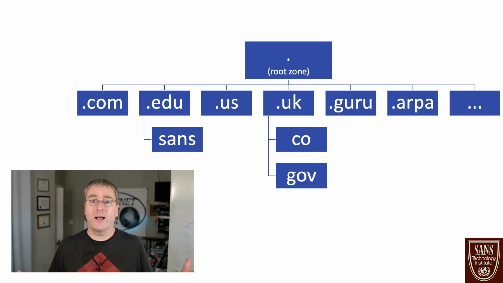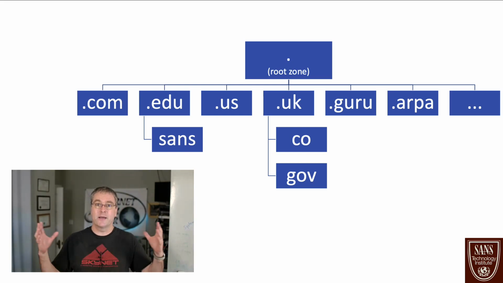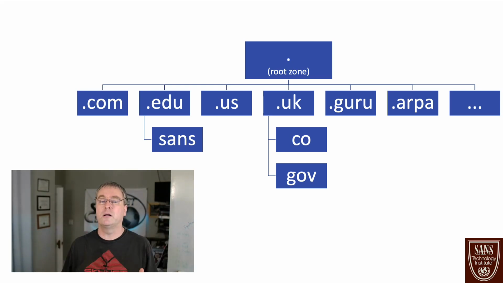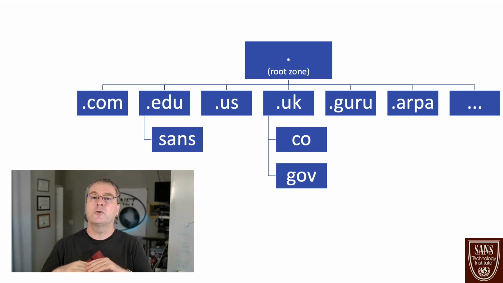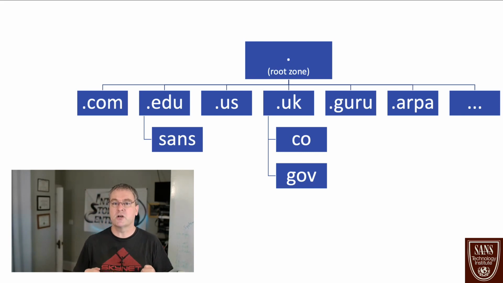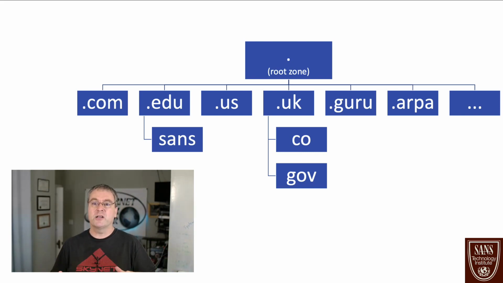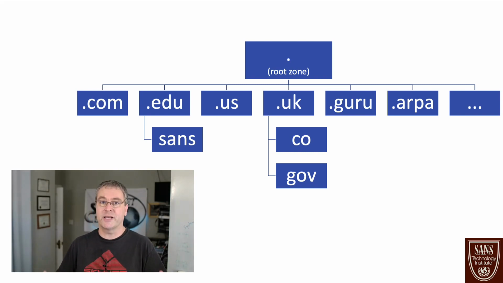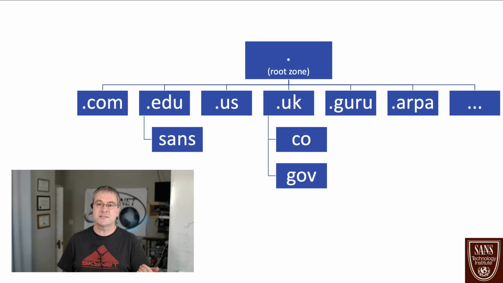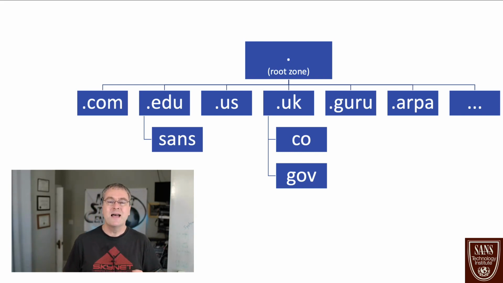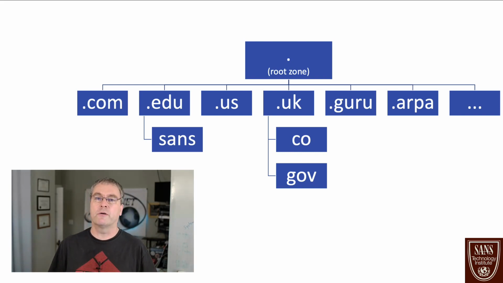But anyway, the underpinning here is this system of hierarchical zones. We have our root zone at the top, and then we have our top-level domains or top-level zones. .com, .edu, these are your traditional, original top-level domains. Also the country-level domains like .us, .uk. .arpa, that one is special, and we may have an episode just for .arpa, but it's usually used for reverse resolving IP addresses back to host names.